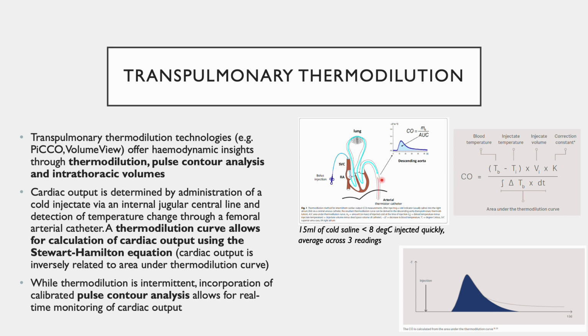A thermodilution curve, as seen here, allows for calculation of cardiac output using the Stewart-Hamilton equation, where cardiac output is inversely related to the area under the thermodilution curve. This technology can be paired with pulse contour analysis, allowing intermittent external calibration with cardiac output derived from the transpulmonary thermodilution, and also facilitating real-time monitoring in between these thermodilution events.